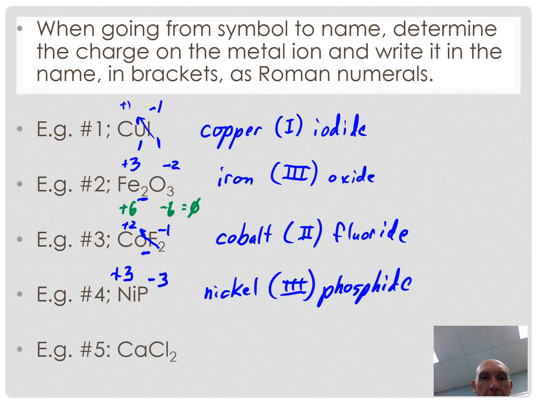Last one, CaCl2. Calcium, when you look on the ion sheet, has only 1 charge listed. It's +2. And that means it's not multivalent. So it's calcium chloride. So don't get in the habit of saying, I'm just going to write a Roman numeral for all of them. You have to look on that ion page, see which ones have more than 1 possible charge, and when it has more than 1 possible charge, you are going to need to give the Roman numeral.